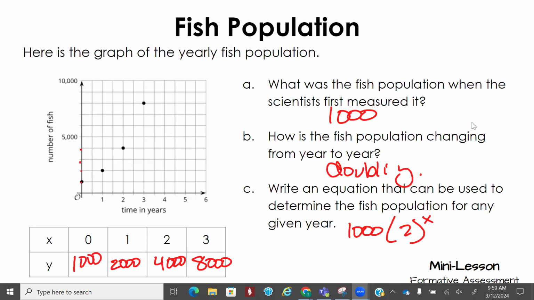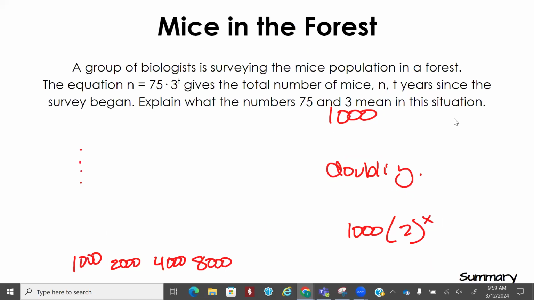Okay, last question. Go ahead and look at that next section. A group of biologists is surveying mice population in a forest. Here's the equation. It gives the total number of mice, the year since the survey began. Explain what the numbers 75 and 3 mean in this situation. This question is on your test. It is also going to be on your intro. It will also be on your final exam. Obviously, not the exact same wording, but the same type of question.